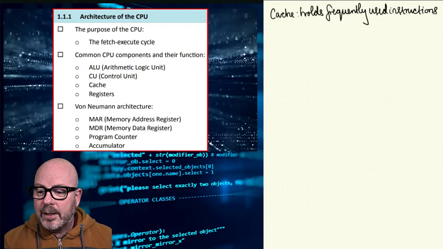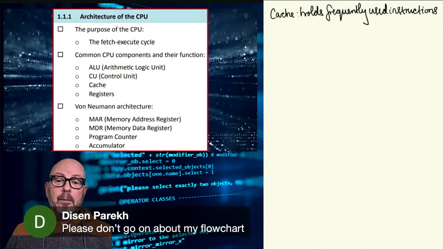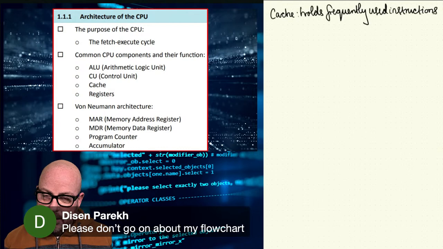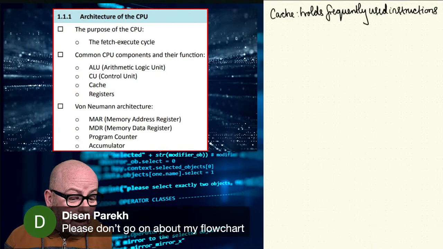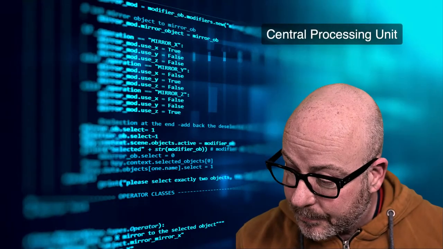All right, decent. I have gone on about your flowchart for the last time ever. I will never mention it again until I next remember. Okay, no, I won't. It's done now. I'm over it. I've moved on. I'm going to try to move on anyway.